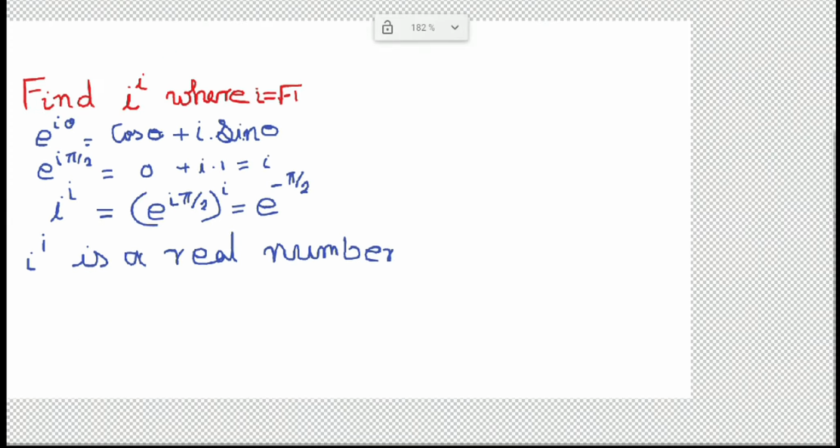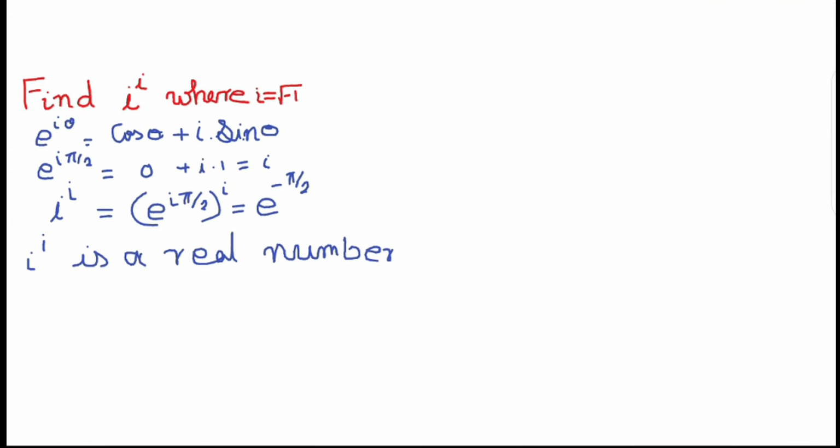Well, first of all, once again, we have taken theta equal to pi by 2 here. Let's take pi by 2 plus 2n pi. We take theta equal to pi by 2 plus 2n pi in this identity, e to the power i theta equals cos theta plus i sin theta. Let's do that.